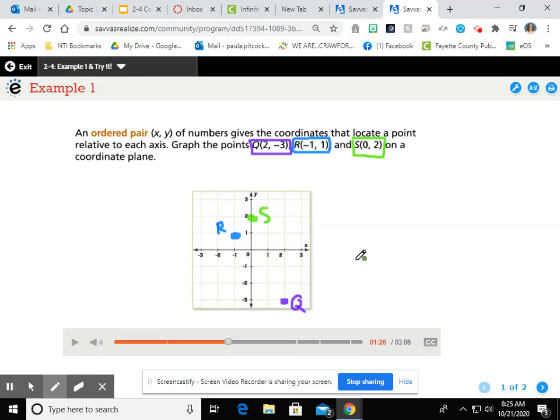Now, I want you to think, what quadrant is each of these dots in? Think. Let's start with R. What quadrant do you think R is in?